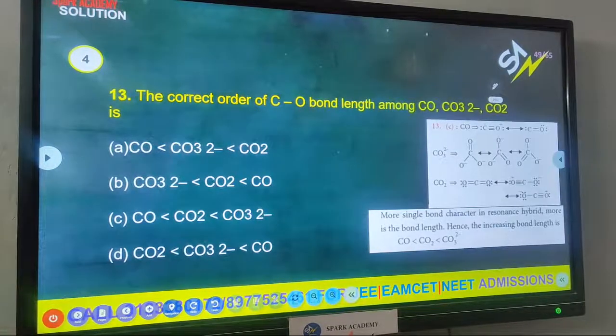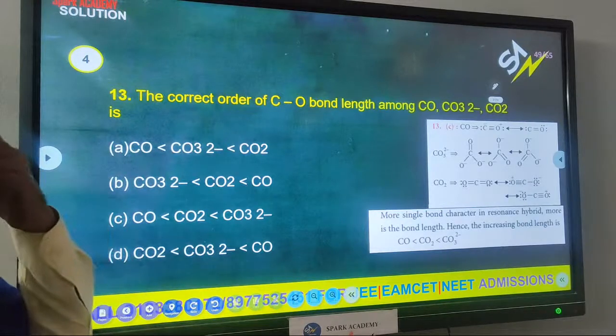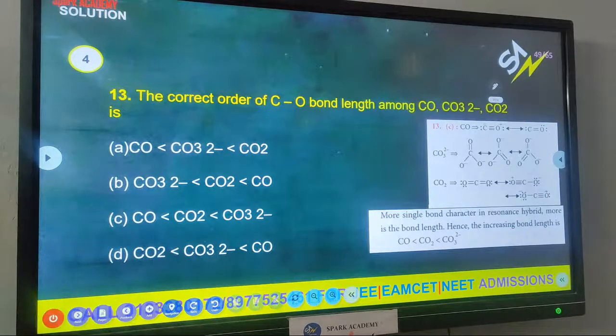Next, the correct order of the C-O bond length among carbon monoxide CO, carbonate ion CO3 2 minus and carbon dioxide CO2. Here, CO3 2 minus has how many resonance structures? Three. CO2 has how many resonance structures? Two.